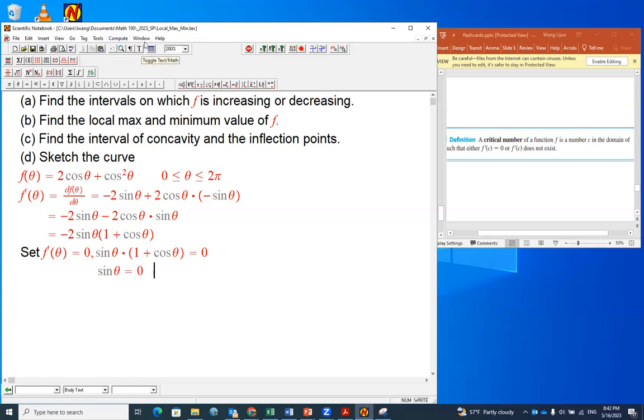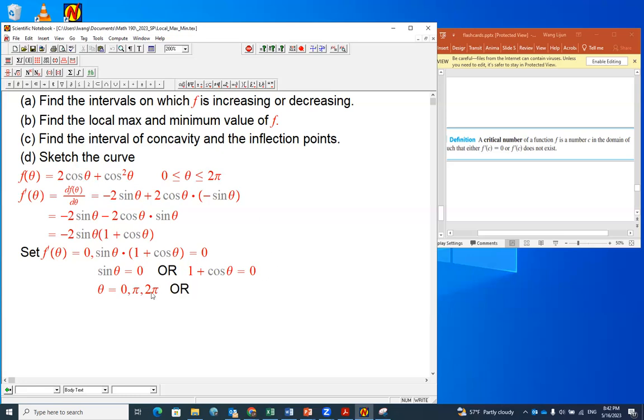Or 1 plus cosine theta is equal to 0. What numbers will make sine theta equal to 0 in the interval between 0 and 2 pi? From the first equation, we know that theta would equal 0, pi, since sine pi is 0, and 2 pi. The 0 and 2 pi are on the endpoints. So we get 3 solutions for sine theta.